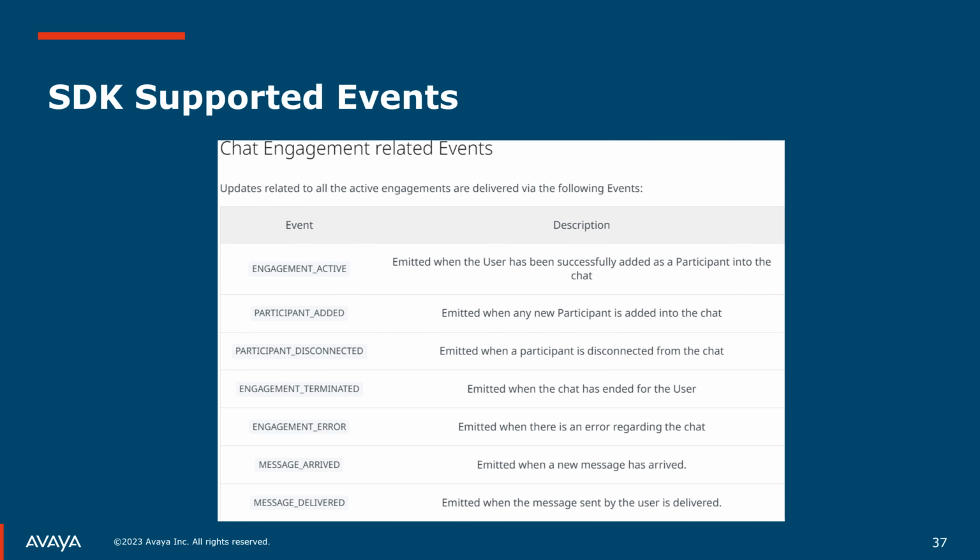And here's a list of all the current event types. So engagement active, participant added, participant disconnected. You've seen some of these already. Engagement terminated, message arrived, message delivered, those sorts of things. So this is the JavaScript application. It can have the on nomenclature and then have these different event types and then get invoked when these things occur.